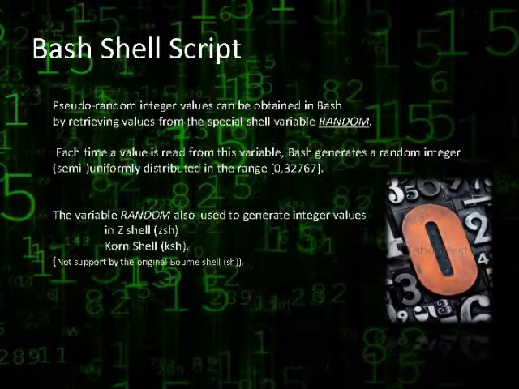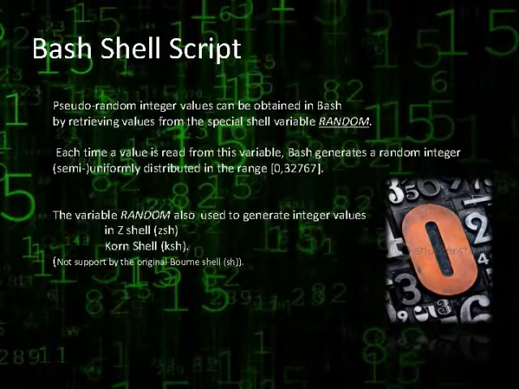Let's now look at the bash shell. Pseudo-random integer values can be obtained in bash by retrieving values from the special shell variable RANDOM. Each time a value is read from this variable, bash generates a random integer, uniformly distributed in the range 0 to 32,767. If a value is assigned to RANDOM, the value is used as a new random seed for the generator. The variable RANDOM can also be used to generate integer values in C shell and Korn shell. However, it isn't supported by the original Bourne shell.